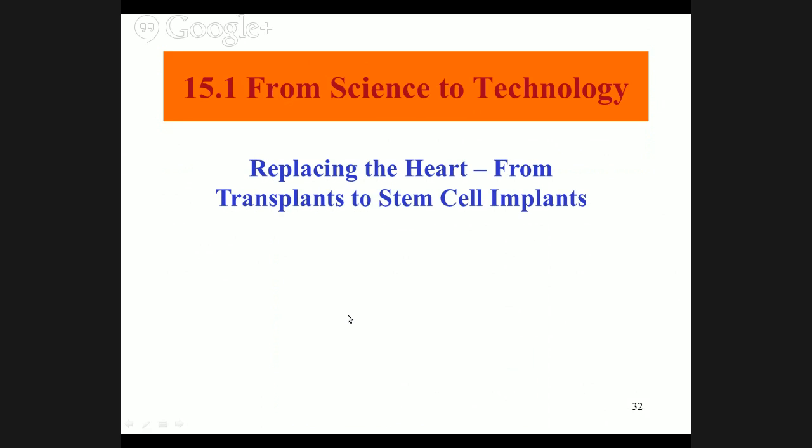In your text, 15.1 talks about replacing the heart, from transplants to stem cell implants.